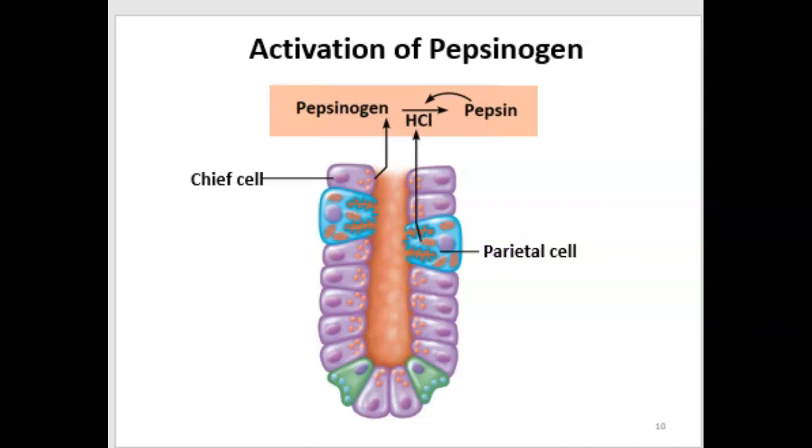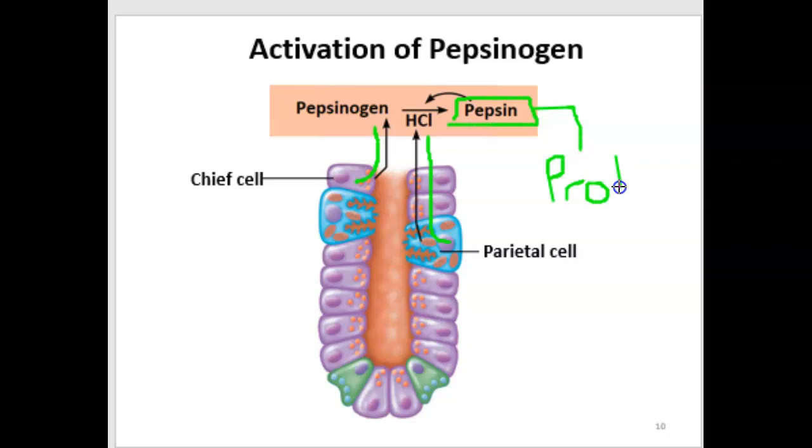Let's talk about how pepsinogen is converted into its active form a little bit. Okay, so this slide shows that pepsinogen has been released by a chief cell and hydrochloric acid has been released by a parietal cell, and they're both floating around in the gastric juice. When hydrochloric acid encounters pepsinogen, it cleaves part of it off, and that makes it become pepsin. And now it is active, and it can go break down protein. That's what it can do.